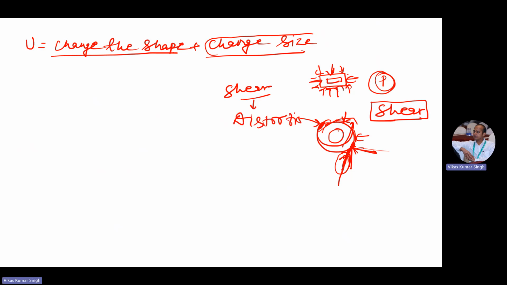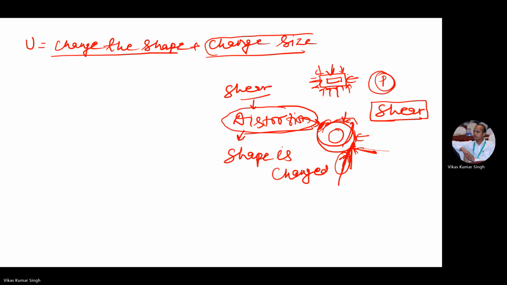Distortion means your shape is changed. Material has distorted, the shape is changed. Suppose it was a sphere, it may have become some flat circular disc, or if you have a cube, maybe it has become some random shape. So whenever this concept is coming, distortion, your shape will change.